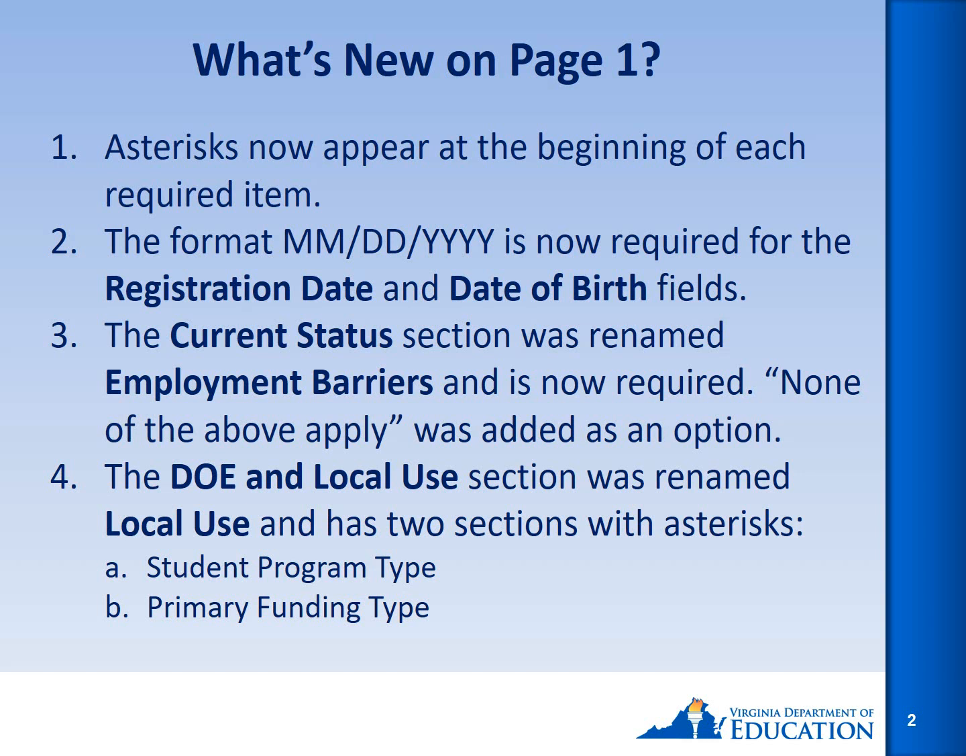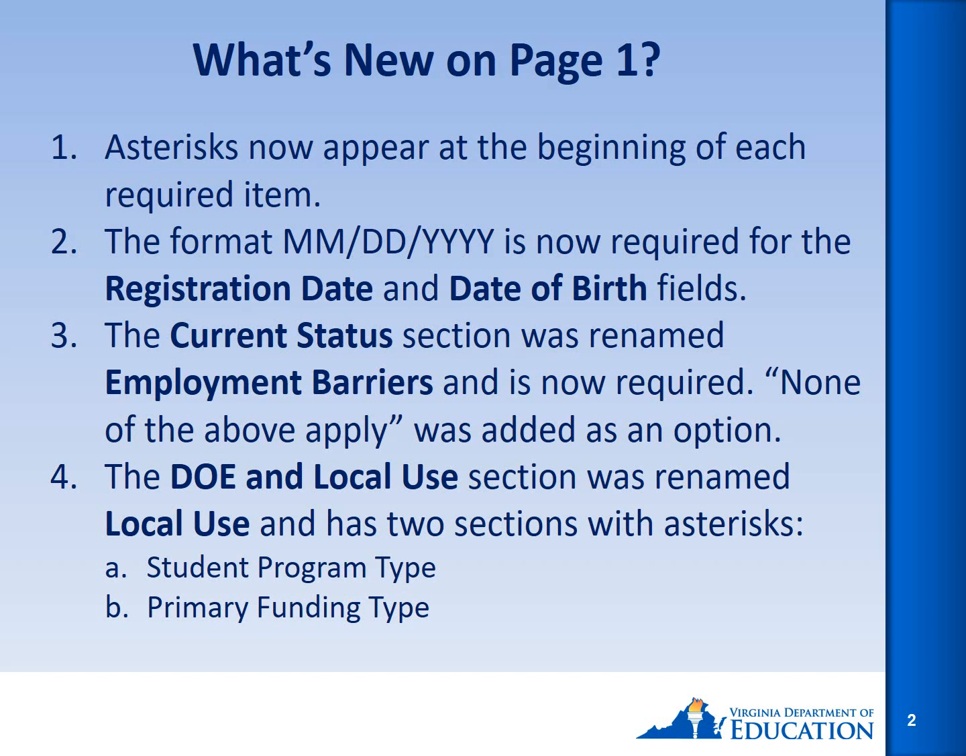Third, we have a couple of changes to the current status section. 1. This section has been renamed Employment Barriers. And 2. As indicated by the asterisk, this is now a required section. For students who do not report having any barriers to employment, please choose None of the above apply. For those who do report barriers, please select all of the barriers which they indicate.